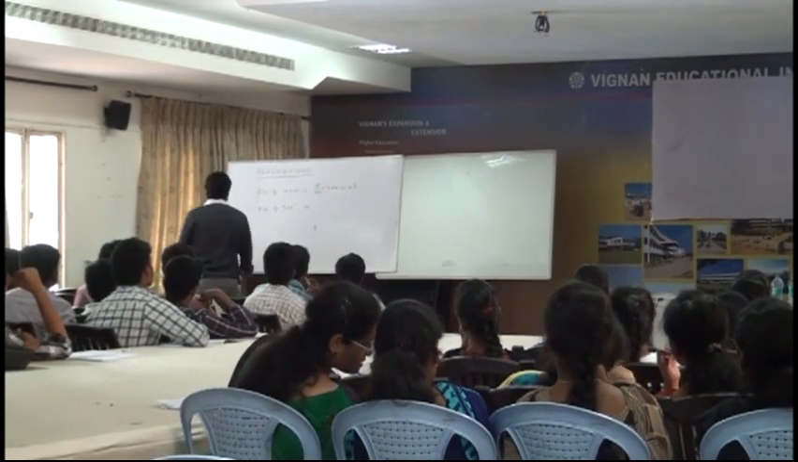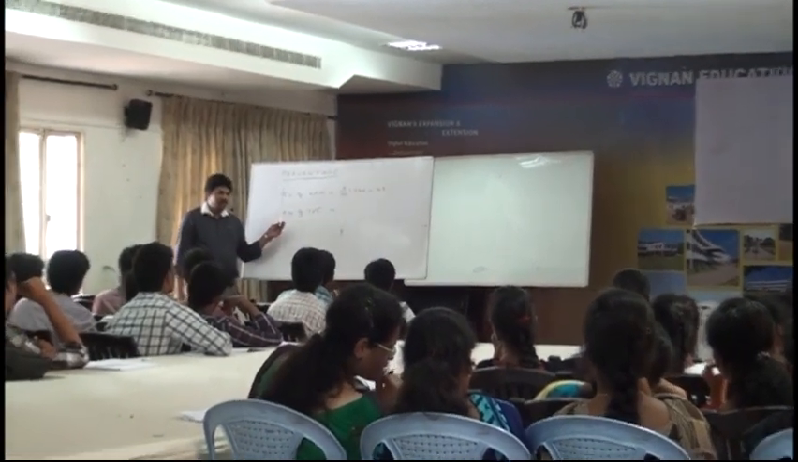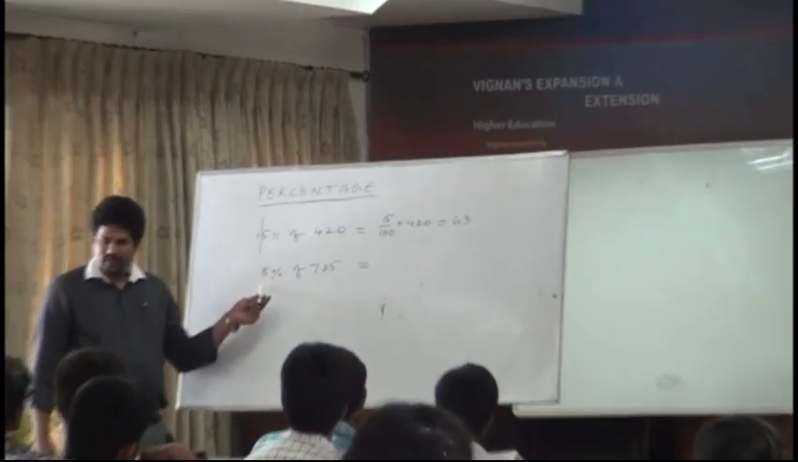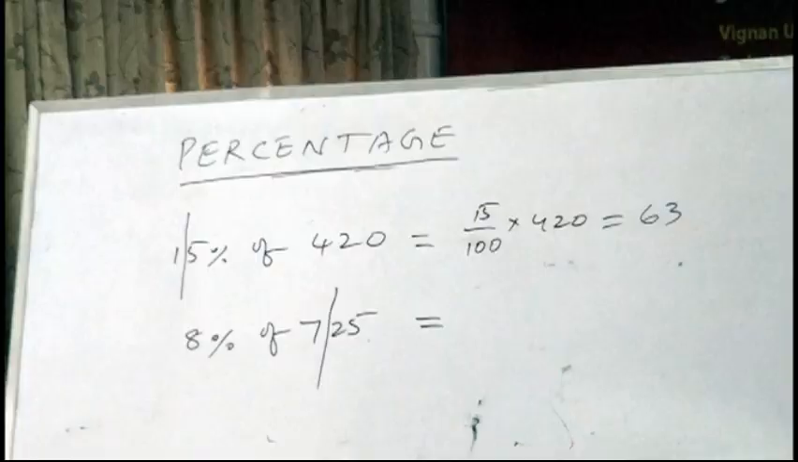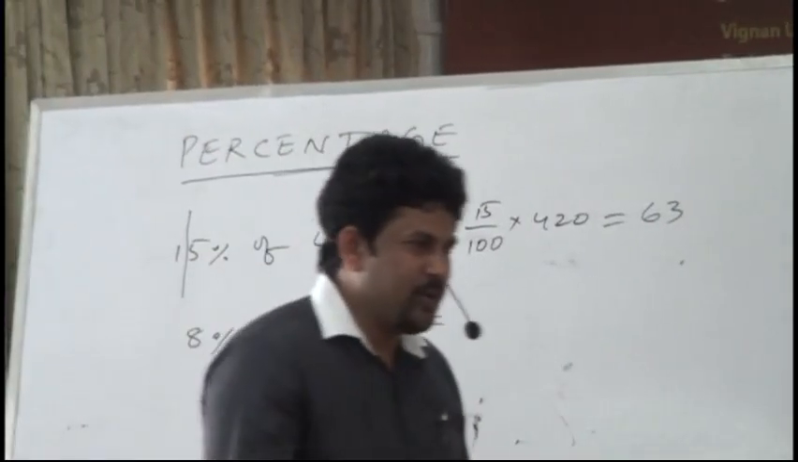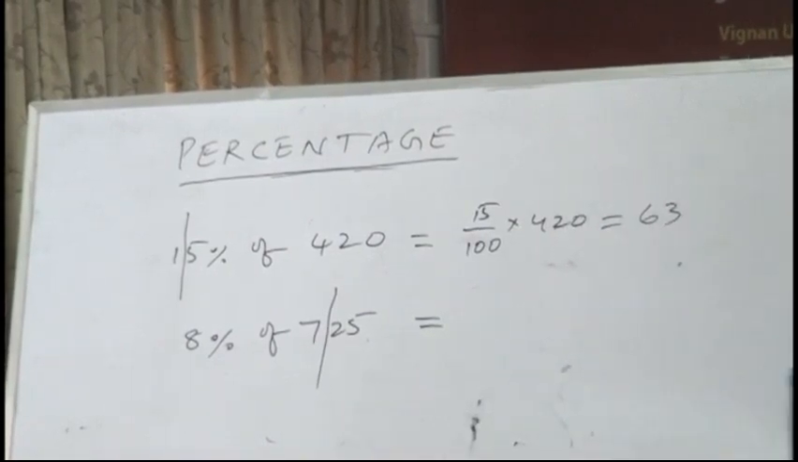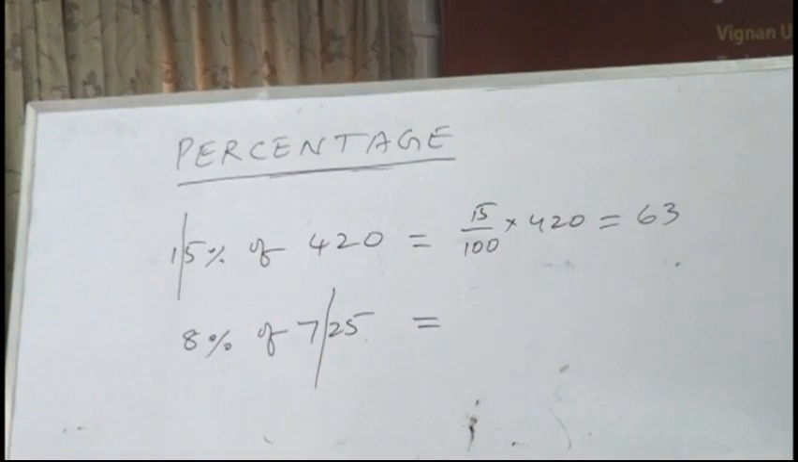See this, don't consider 10 minus 2 or something like this. Breakup can be done on both sides. You can break up either this side or that side. A% of B is same as B% of A, because A by 100 into B or B by 100 into A, both are same, right? A% of B or B% of A. So you can break it up on either sides.